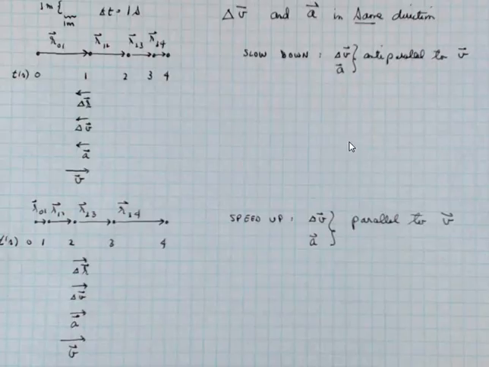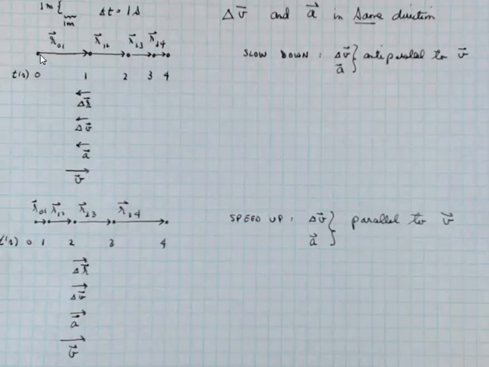This is a simple but important message here, the relationship between the change in velocity and acceleration. And the message is that delta v and a vector are in the same direction. So to illustrate that, let me take two cases. The top case is a motion diagram showing an object moving to the right that's slowing down. And then the lower one is the opposite case of an object moving to the right, speeding up.